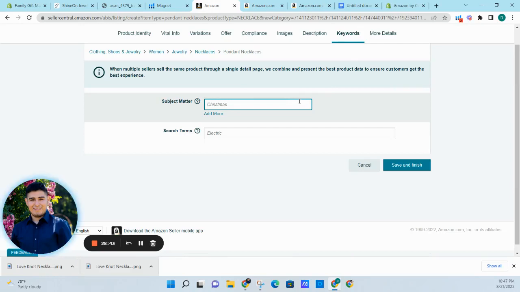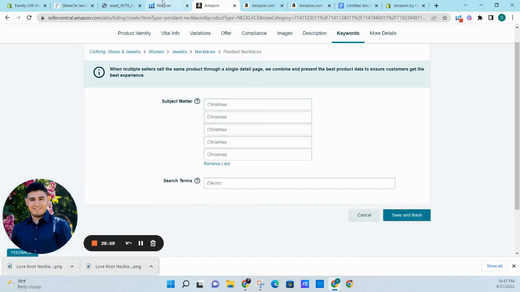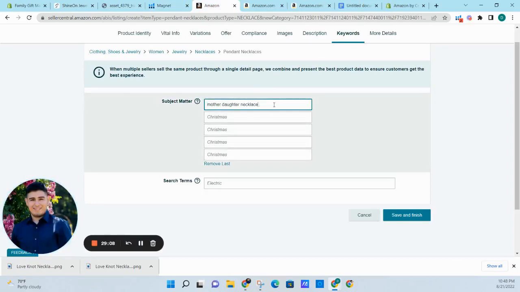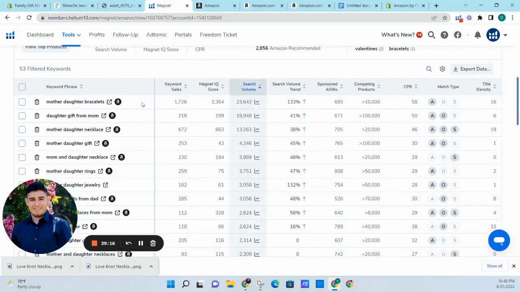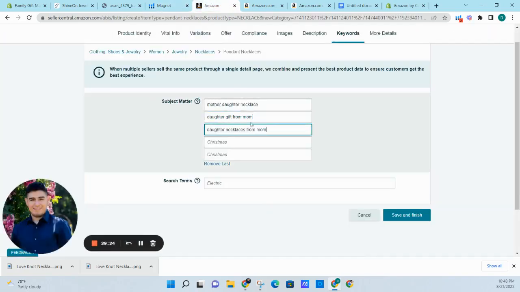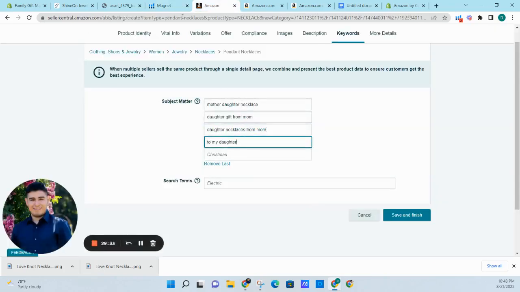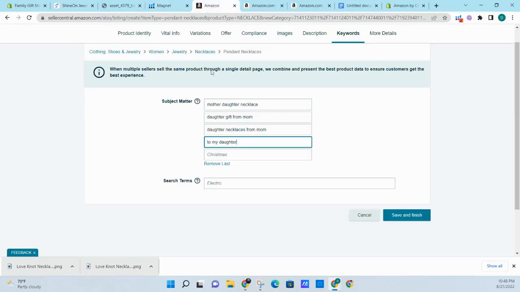The best practice for subject matter is to enter very long tail keywords in phrase form that are highly relevant to your listing and to the product you're trying to sell. You're only allowed to add 5, so make sure you're taking advantage of this, right? Examples would be this: mother-daughter necklace. You can also filter here by word count to be at least 3, right? So now we'll have this: daughter necklaces from mom, mother-daughter jewelry, to my daughter is a good one, gifts for daughter from mom, daughter birthday gift ideas, right?